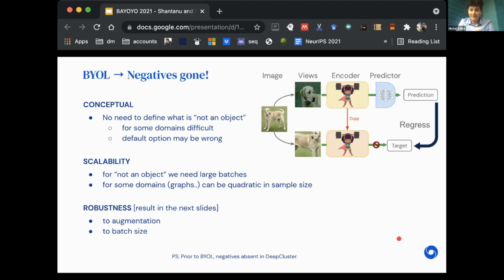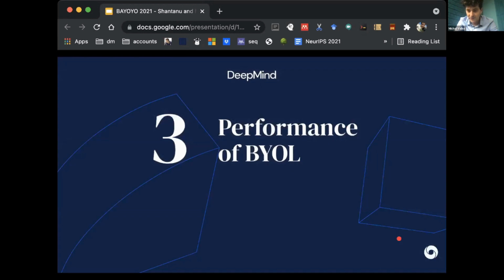The second thing is scalability. In particular in graphs, defining what is not an object means that we need to define a lot of different ways. There are a lot of different ways an image can be not a dog. It could be a cat, it could be a different animal, it doesn't need to be an animal. And for best performance, you had to enumerate all of them, so you have to go all the way to a quadratic thing. Now with this approach, you don't need to do that. And another reason why it was important: since you don't need to rely on negatives that you don't know are really negative, you can be more robust. I'll present a couple of slides on this, just on performance, how this method performs on images.